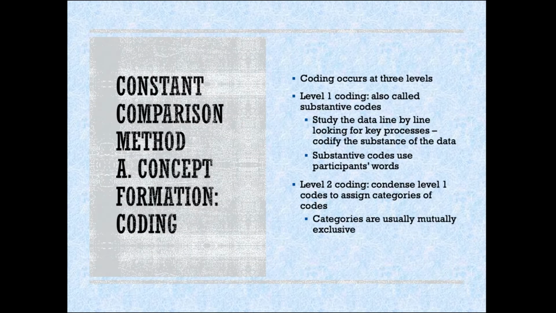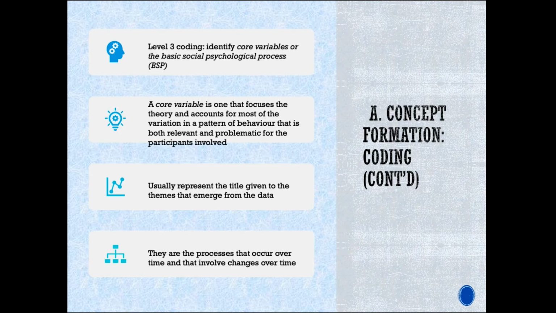In concept formation, the first thing is about coding. Coding occurs at three levels. The first level of coding, also called substantive code, means that you study the data line by line, looking for key processes, and you codify the substance of each data. So here you will have substantive codes using participants' words, and you will have maybe hundreds of codes. In the second level, you condense level 1 codes to assign categories of codes. For example, from 100 codes, you may shrink them to only 70 or 50. Categories are usually mutually exclusive. Then in the third level, you identify the core variables or the basic social psychological process, or what we call BSP.